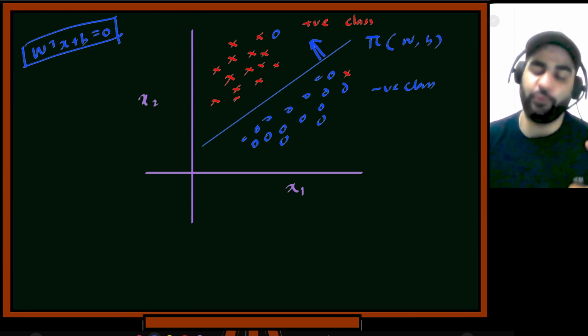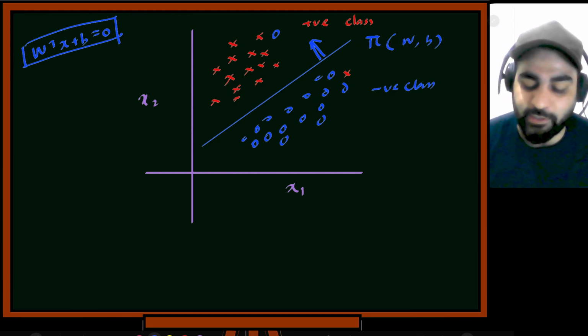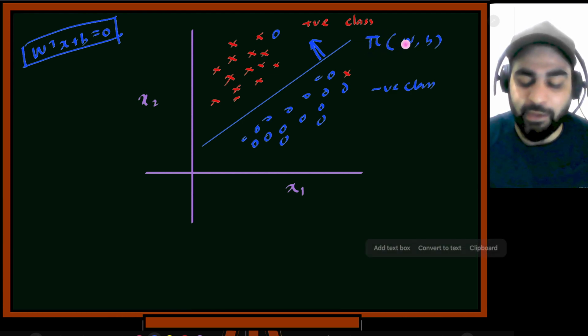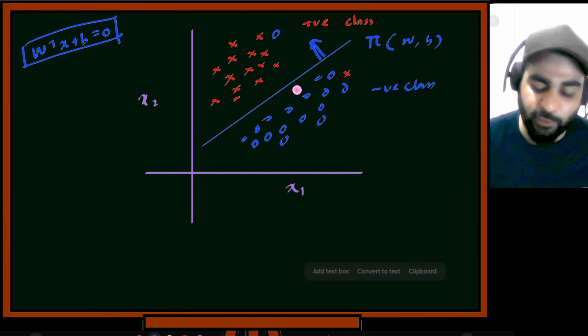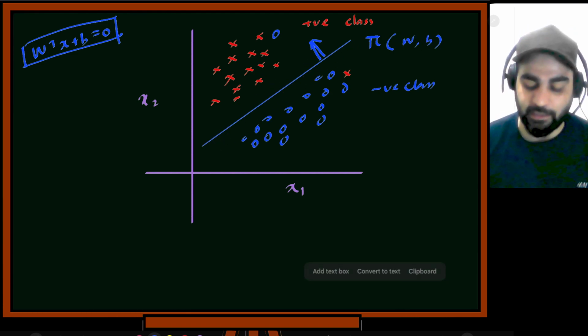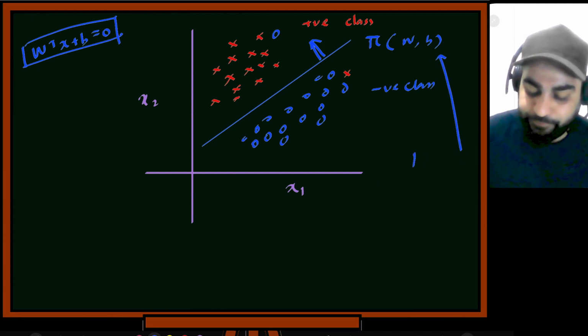If you have forgotten these details, just go to the algebra lectures. You'll see why we show this hyperplane by two parameters, w and b. I just need to find this w and b, and I'll find the whole hyperplane. So this is my hyperplane.